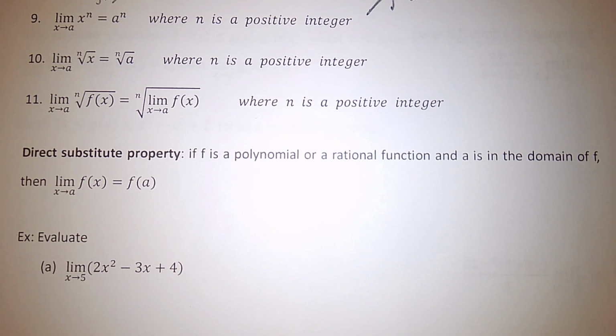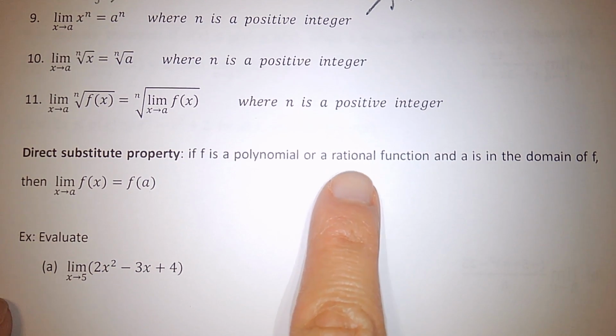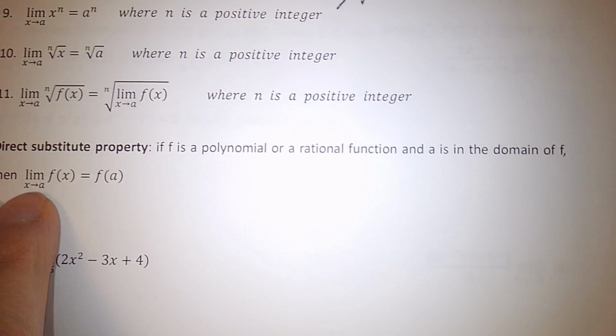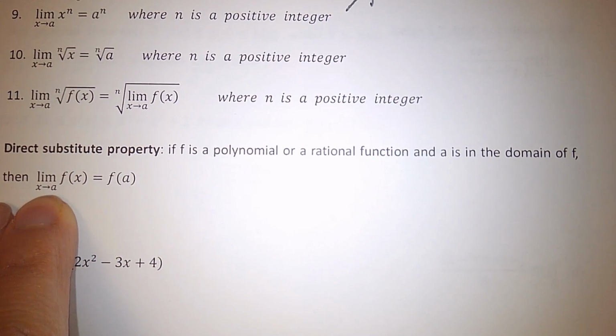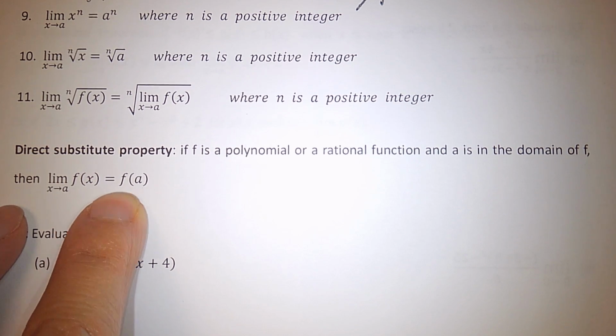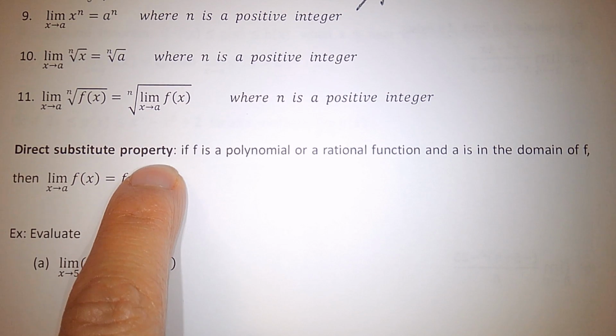Let me see. From the bottom. Nicholas? If f is a polynomial or a rational function, a is in the domain of f. Then the limit of f of x equals f of a as x approaches a. Okay, very good. Thanks. Let's look at what this property is telling us.